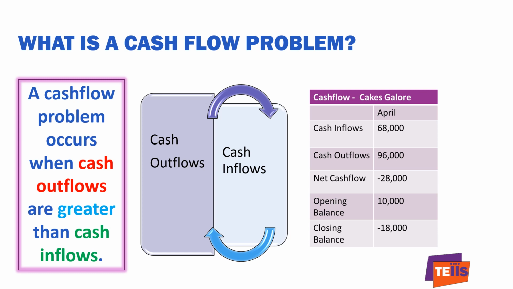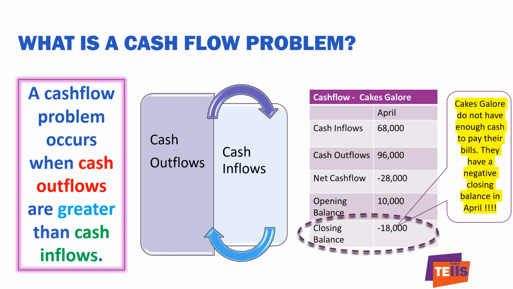So the net cash flow, which is the difference between the cash inflows and the cash outflows, is minus £28,000. So at the end of the month of April, their net cash flow is minus £28,000. But what did they start the month of April with in the bank? In the bank, they had £10,000 already. So the closing balance for the month of April would be the opening balance plus the net cash flow. So that's minus 28,000 plus 10,000, which gives you a closing balance of minus £18,000. What that tells us is that Cakes Galore do not have enough cash to pay their bills. They have a negative closing balance in April.